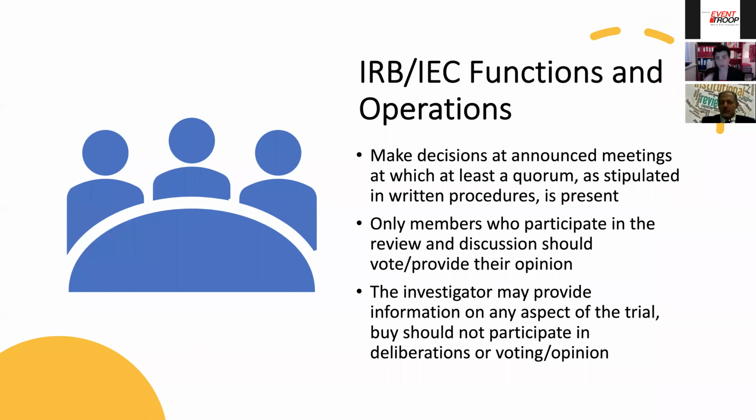So what do our lovely IRB members actually do? Well, they will get together at announced meetings. So GCP says there should be announced meetings. Therefore, you should know as researchers, when does my IRB actually meet? There should be a schedule somewhere which says IRBs meet on this date. So it says they make decisions at announced meetings at which at least a quorum, as stipulated in written procedures, is present. Now, what does quorum actually mean? I'll explain that.